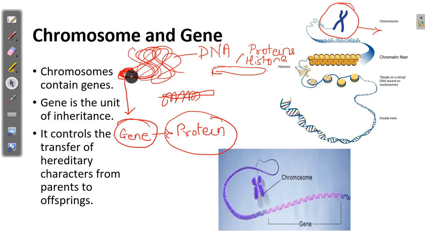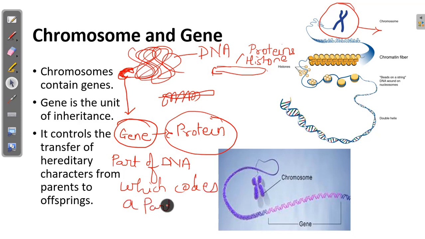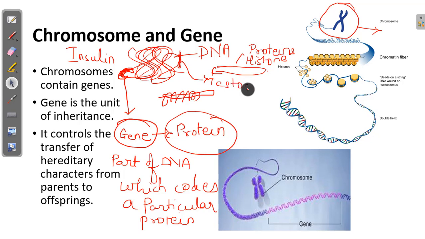So gene is a part of DNA, not the whole DNA. It is only the part of DNA which codes for a particular protein. Suppose this is my gene which has the information to make insulin. There is one more gene present here, having the information to make, say, testosterone. There is one more which will make progesterone. So the whole DNA has n number of genes.